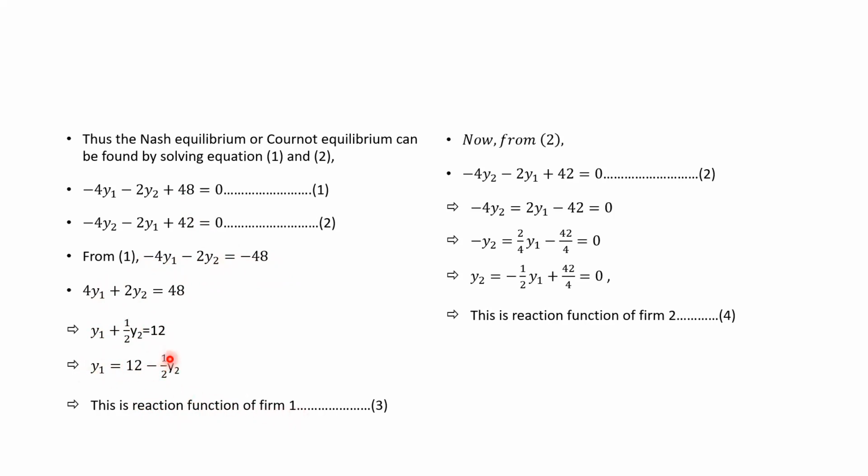This is the reaction function of firm 1. Given firm 2's output of y2, how much firm 1 will produce, assuming that the other will keep his output constant. This is the reaction function of firm 1.